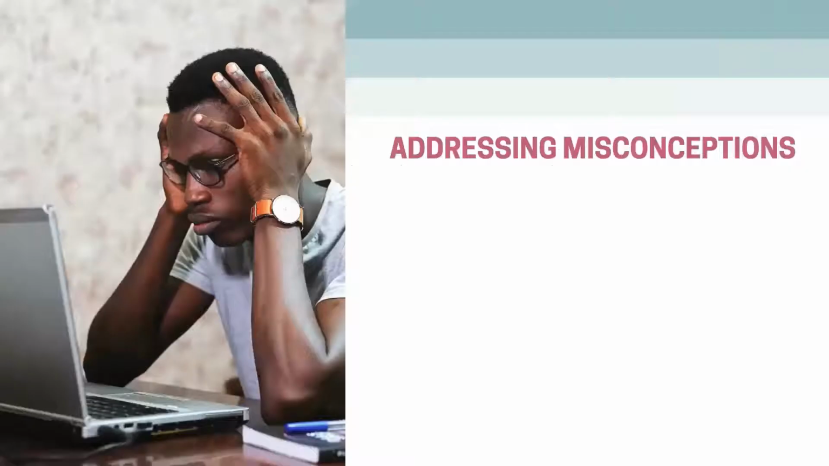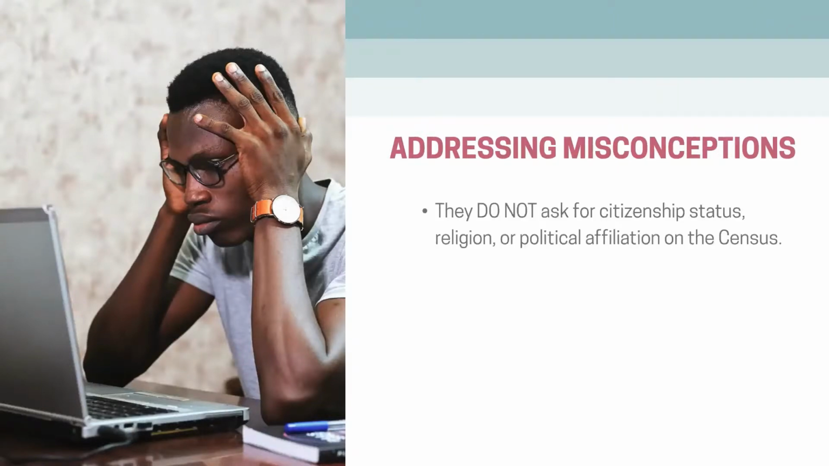Remember that everyone living in the United States counts regardless of how or where they live. And so now let's talk about some of those misconceptions and myths. I mentioned before about citizenship status. The Trump administration tried to get a citizenship question put on the census, but the Supreme Court shot that down. So the census does not ask you for citizenship or immigration status.